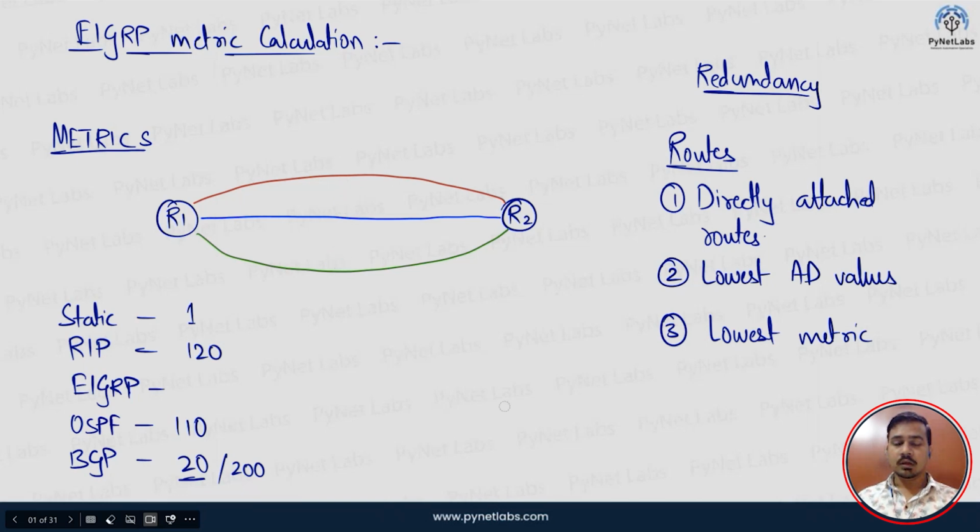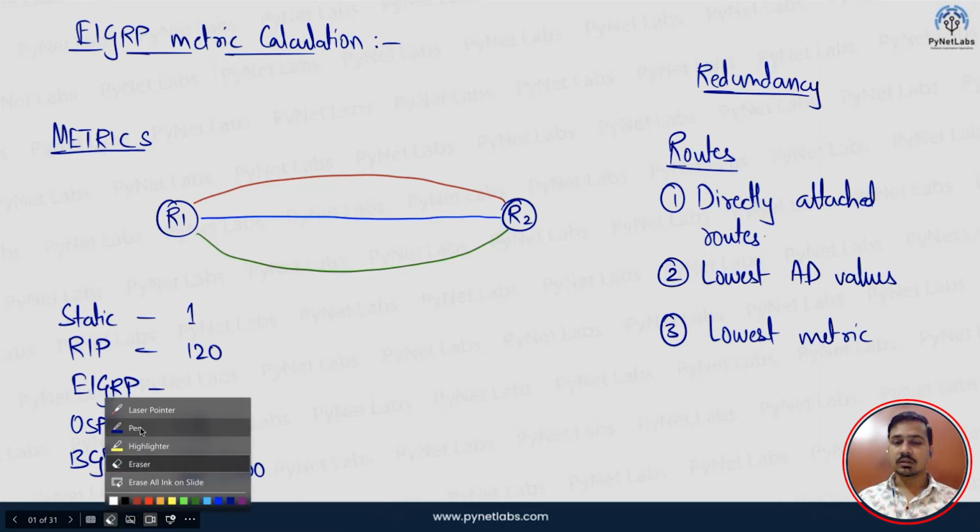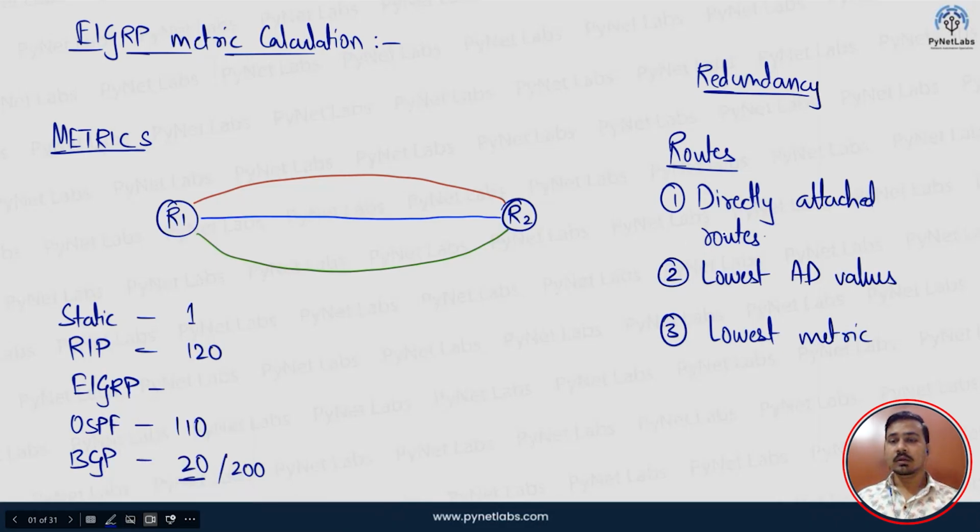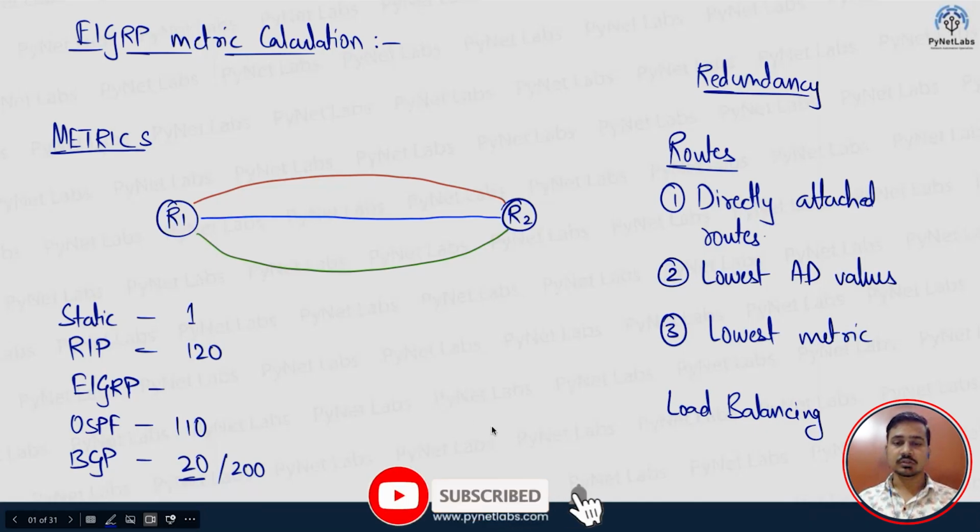If all of the three factors, such as the AD value or the metric, are the same, then the router does something known as load balancing. This is really rare, but in that case the router might simultaneously use all the available routes to reach the destination.